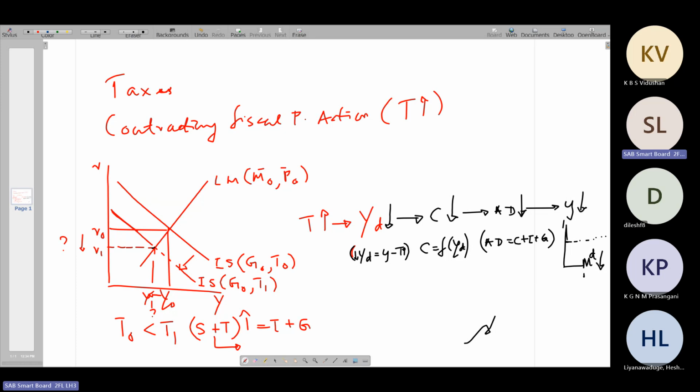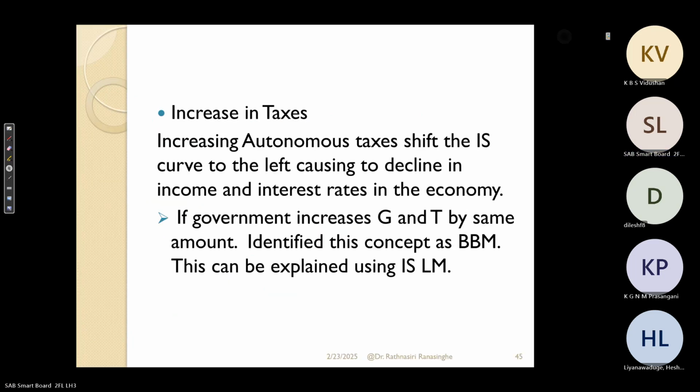Now you can use the aggregate demand approach for the fiscal policy action too. If there is a decline in the disposable income, consumption and aggregate demand decrease. Aggregate demand shifts to the left, so that actually reduces the income. Then the reduction in income affects the money market. Money demand under the transaction and precautionary motive also decreases. So the interest rate also decreases as a result of that. Here we saw income and the interest rate both decrease.